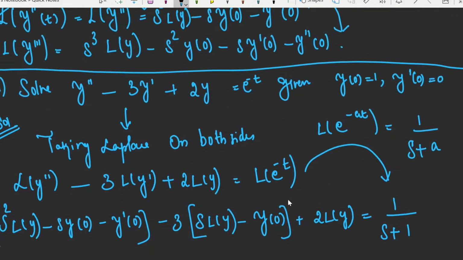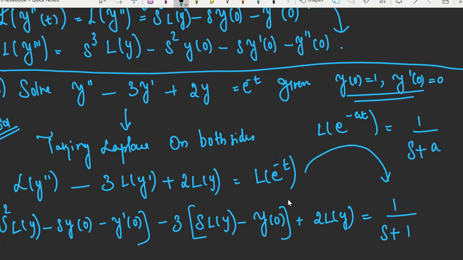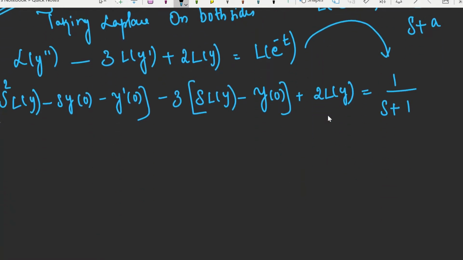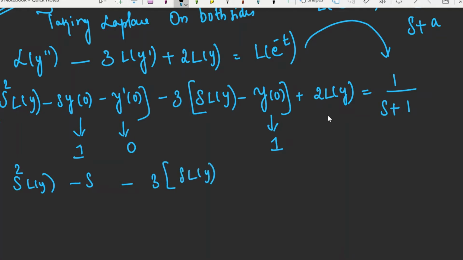Now in this question itself, we are given the initial values: y of 0 value is 1 and y dash of 0 value is 0. Now I am going to substitute here. y of 0 value is 1, y dash of 0 value is 0. Here also y of 0 value is 1. Now s square L of y minus 1 into s, yes, here 0, so leave it as it is. Here 3 times s L of y minus y of 0, whose value is 1, plus 2 times L of y equals 1 by s plus 1.